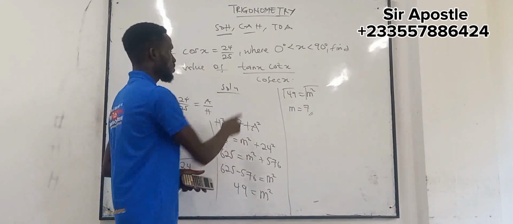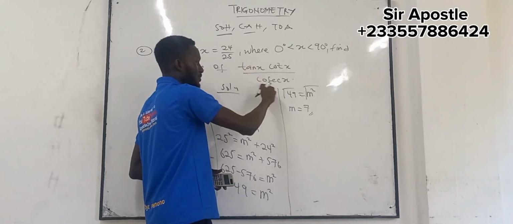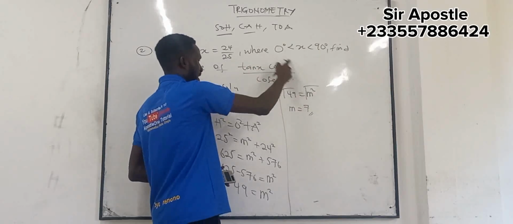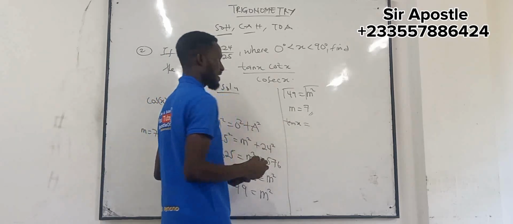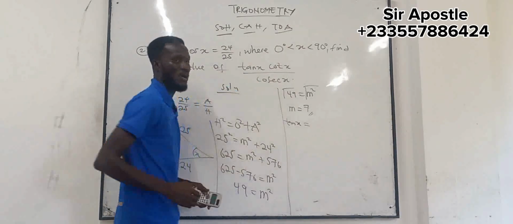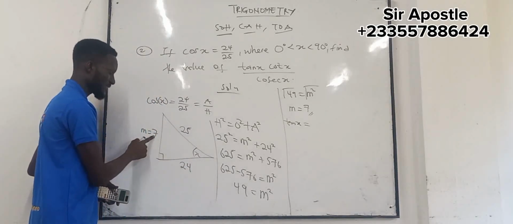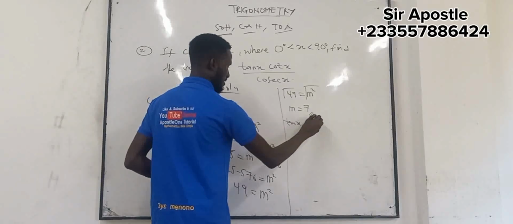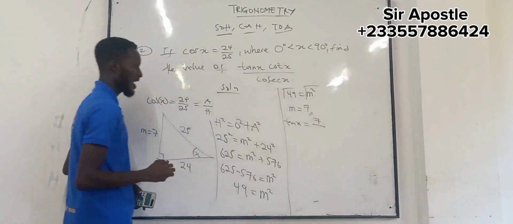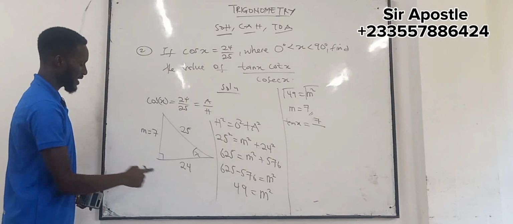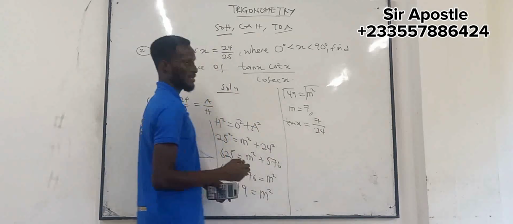Now we are supposed to solve for tan x. So let me solve for tan x. So we look at this expression given. We have tan x. What is tan? Tan is TOA, opposite over adjacent. What is opposite? The opposite is 7, over adjacent. Adjacent is 24.